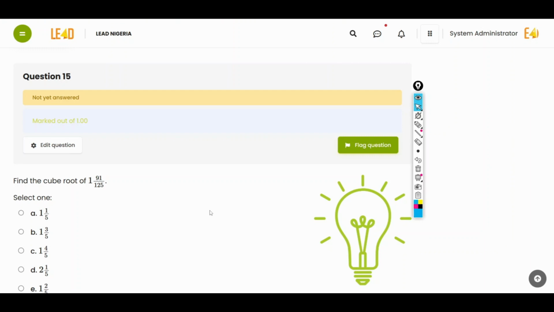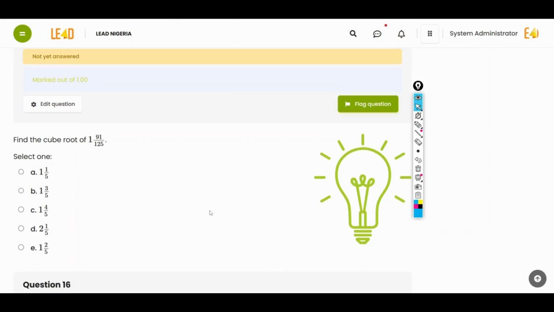All right, 15 says, find the cube root of that. Okay, good. So I have one whole number, 91 over 125. I can write it as an improper fraction. It's just going to be 125 times 1 plus 91. So 125 plus 91 will give me 216. So this is actually 216 over 125. So the first thing you do is you write as an improper fraction. Now we can take the cube root.